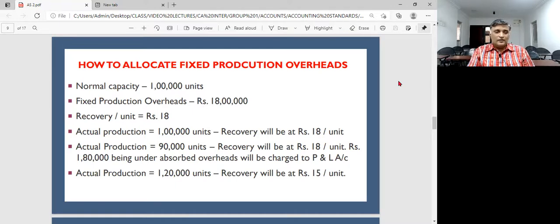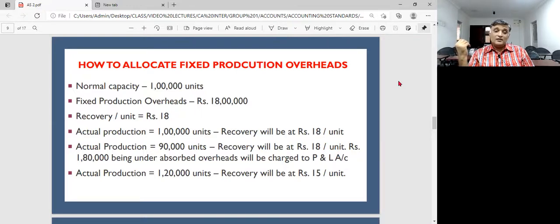Now I'll give an example here. For example, if the normal capacity is 100,000 units and the fixed production overhead you incur is 18 lakhs. So by default, the recovery per unit is going to be 18 rupees. The fixed overheads recovered as per the normal capacity is going to be 18 rupees. How? It's 18 lakhs by 1 lakh. Now I'll give you 3 scenarios. If the actual production is 1 lakh units, which is nothing but your normal capacity. Your capacity is 1 lakh units, and you are currently operating at that 1 lakh units. Obviously, you can recover at 18 rupees, which is 18 lakhs. So 1 lakh units, if you make the recovery at 18 per unit, you will recover 18 lakhs.